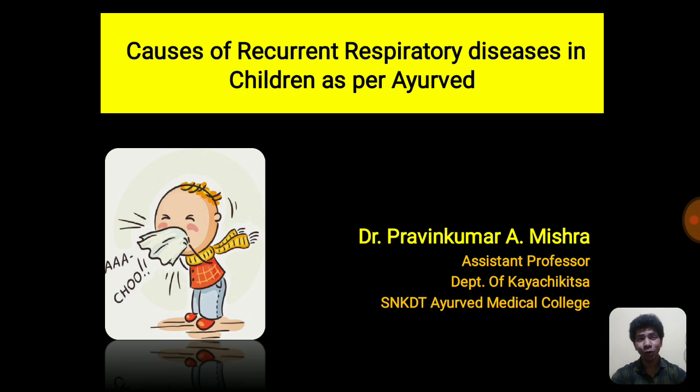Today our topic of discussion is what are the causes of recurrent respiratory disease in a child as per Ayurveda. Whenever parents enter our clinic with their child, one of the most common expectations is to get some medicine which can increase the immunity in a child. And yes, of course, we prescribe the medicine. But in the long term, it doesn't give them much benefit. They come to you again and again. Why? Because we are missing some facts.